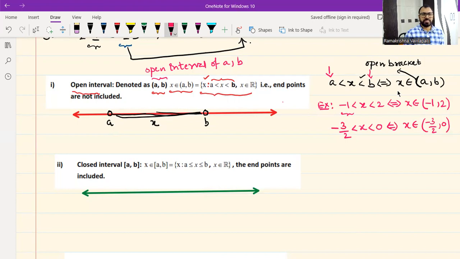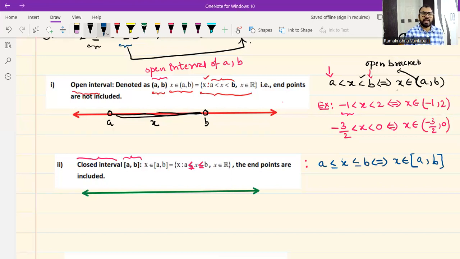Now, coming here, closed interval. Closed interval means we denote it by closed bracket a comma b. So when do we write this? If x lies between a and b, then we write that it is the same as x belongs to closed interval a comma b. Here I am writing a less than or equal to x less than or equal to b. So this is the same as x belongs to, we read this square bracket as a closed interval of a comma b.